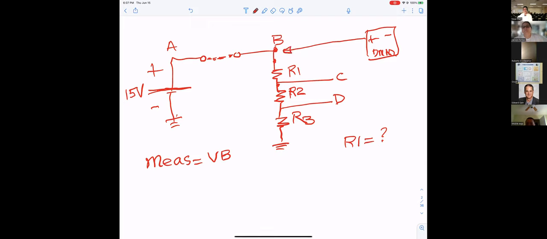Right? VB. Yes. Negative to ground, right?